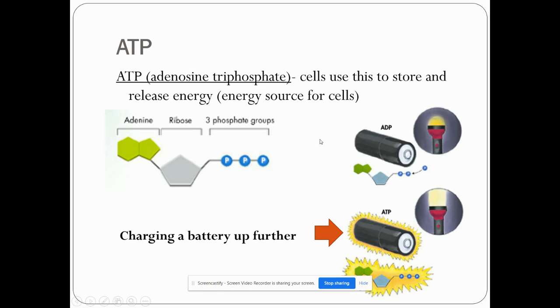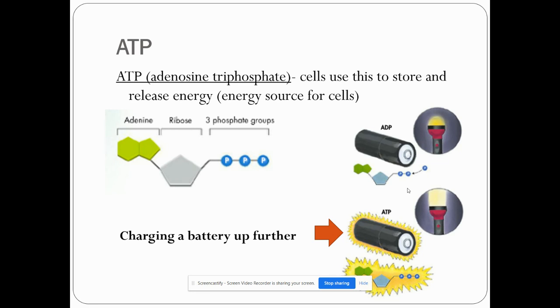There's also something called ADP, as you can see here. If you look at the number of phosphates, triphosphate has 3, and ADP has 2. The D stands for di, which means 2.